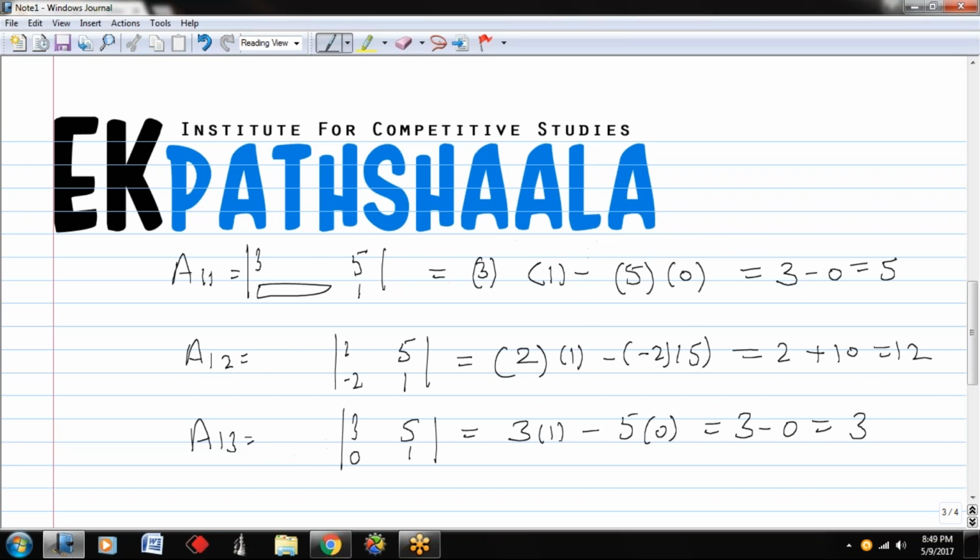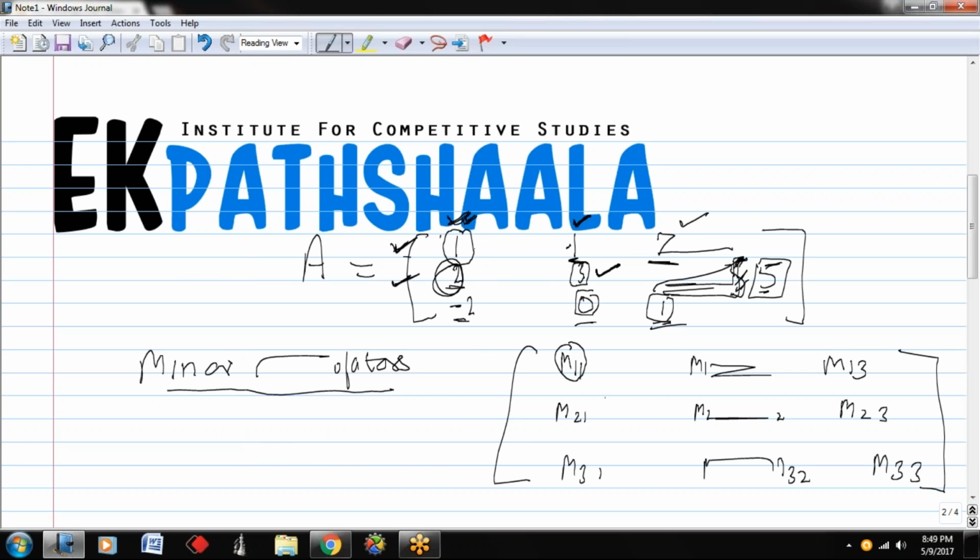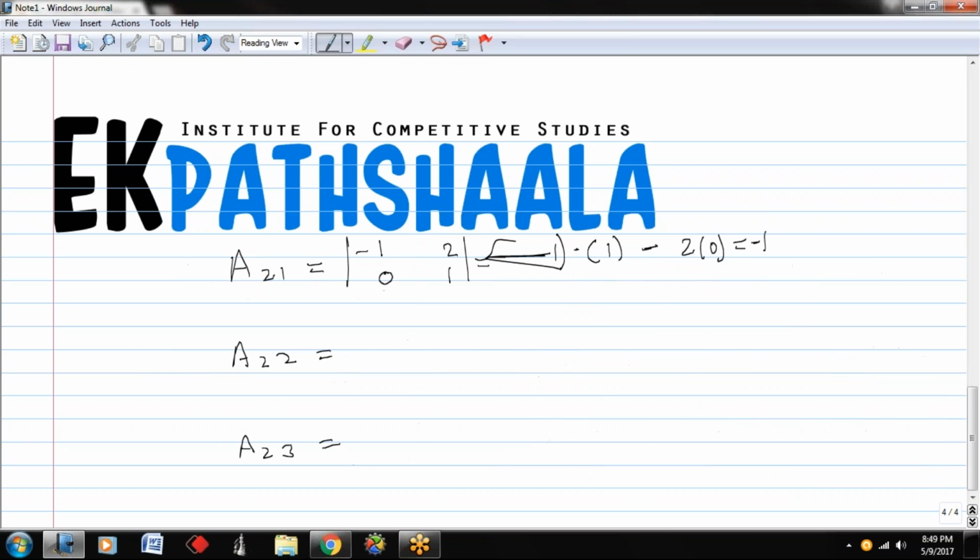Okay. A22. A22 is at this place. This is basically center row and middle column. So this becomes 1, 2, 2, 1. This will be 1, -2, 2, 1. Cross multiplied. 1 into 1 minus -2 into 2. This becomes -1 plus 4. The value becomes 5.